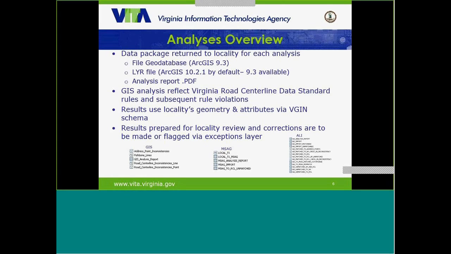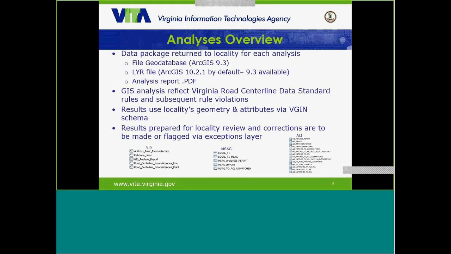So when you get your results returned back to you, the GIS analysis is using the VGen schema, but it's actually using the locality's geometry and the locality attributes. That's important to know because when you look at these results, you're actually looking at the data that you've submitted to VGen with your formal data request submittal. The results are prepared for locality review, and then the corrections that are necessary will be made or flagged via an exceptions layer.